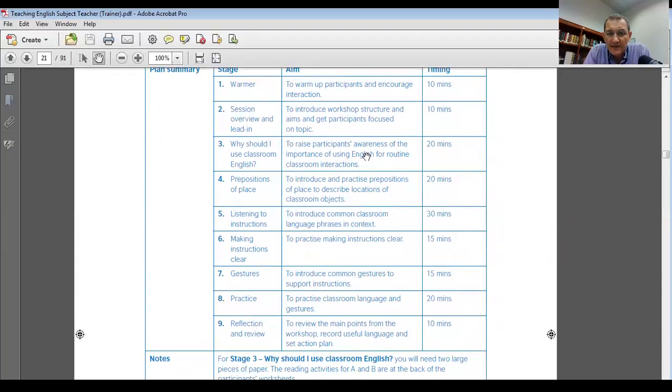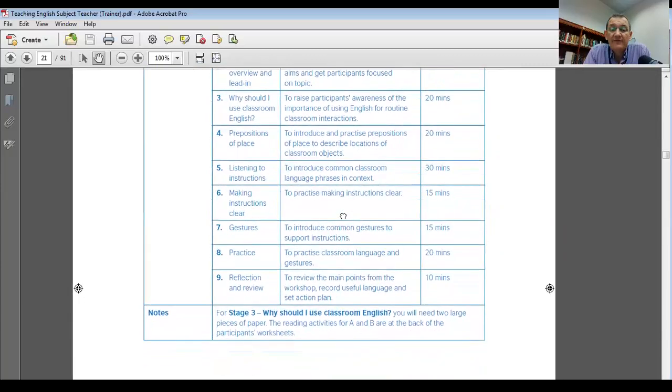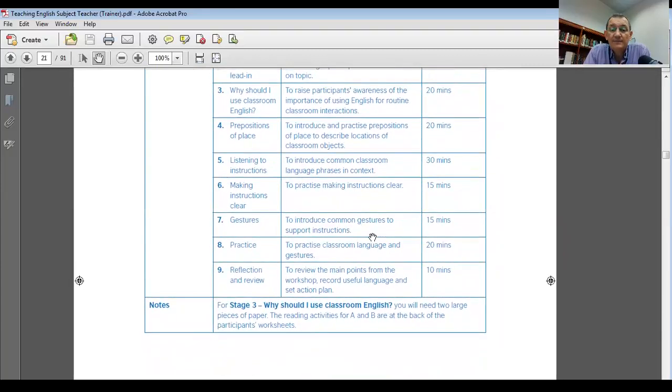Step 4, prepositions of place. So they will look at a picture of a classroom and describe where things are to a partner. So they'll be working in pairs there. Step 5, listening to instructions. So here they will practice, they will be introduced, you will introduce, and they will practice common classroom language phrases.